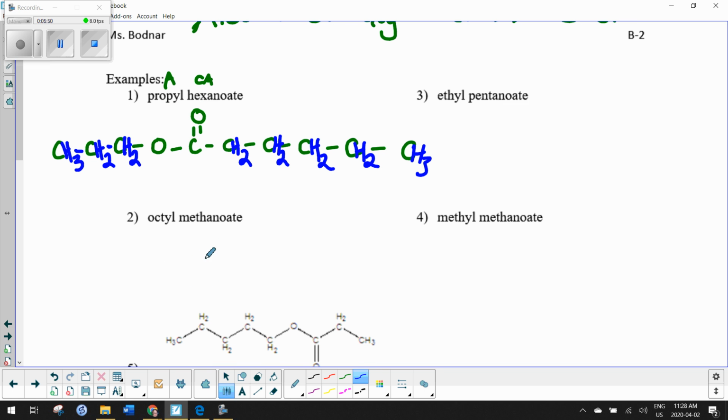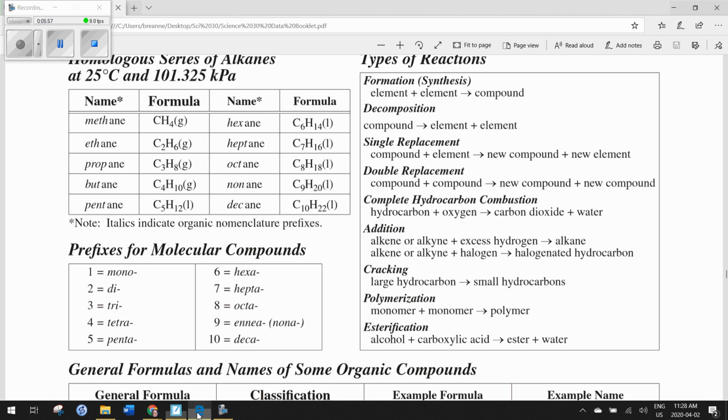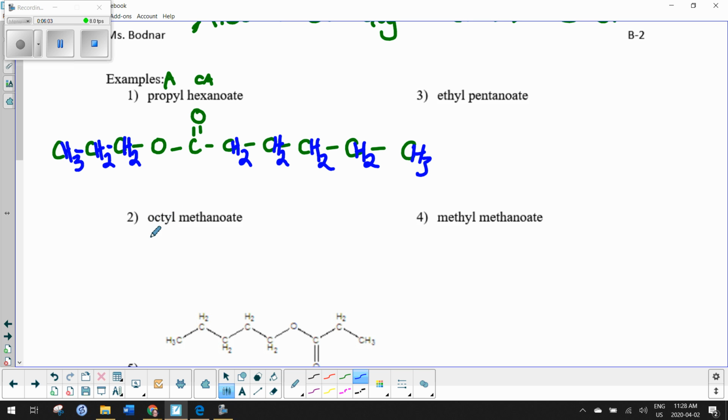Okay. So number 2, octmethanoate. So oct, like an octopus has 8. So oct means 8. So the alcohol portion has 8 carbons. So 1, 2, 3, 4, 5, 6, 7, 8. Okay, so that's representing that side. So we have a single bonded O, and now we have to bond it to the methanoate.